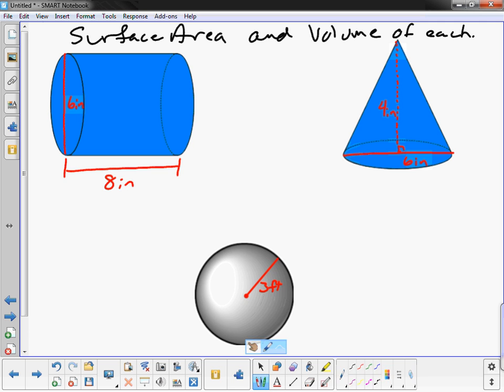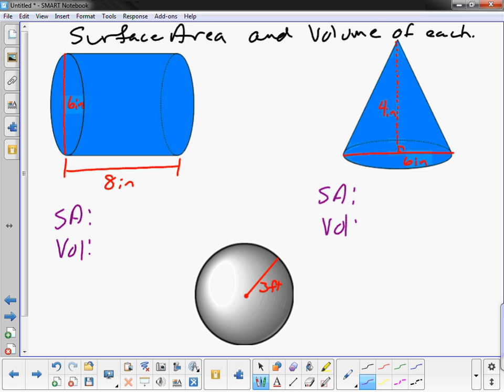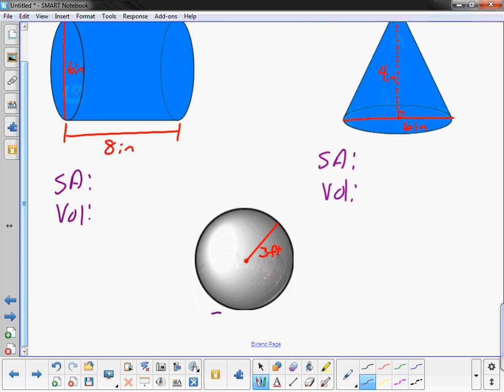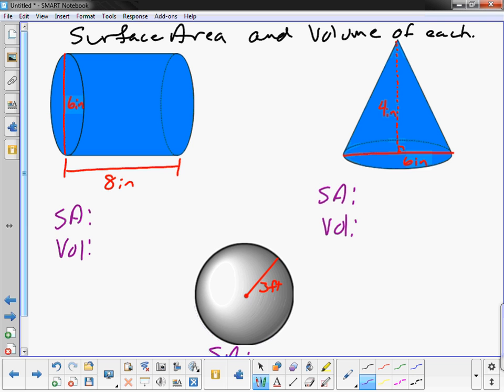Okay, I'm going to switch to a finger pen, that'll work better. Okay, surface area and volume for each one of these. So all I have to do is use the formula.